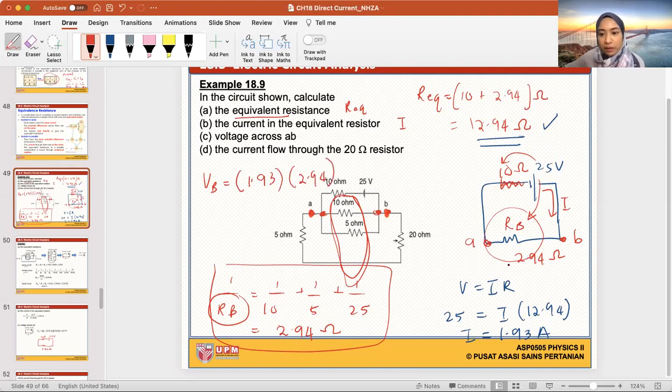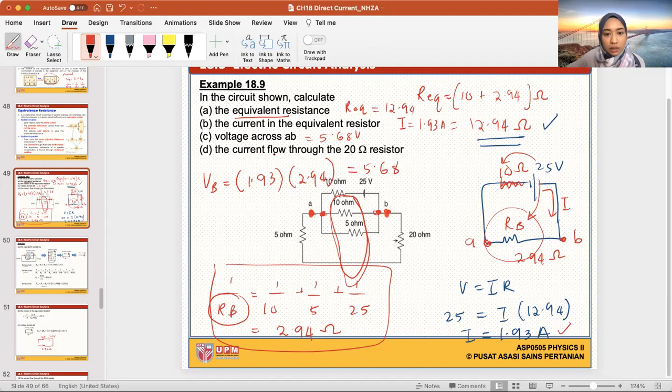Okay, so I'm going to repeat myself. I want to know what is the voltage at resistor B. And I know what is the I flowing through here. The same I flows through RB and also 10 ohm. And then we know that RB, the value is 2.94. So I can basically solve for V for this resistor. So VB equals to 1.93 times 2.94. So this will be equal to 5.68 volt. Okay. This answer is 12.94. This I is equal to 1.93 ampere.